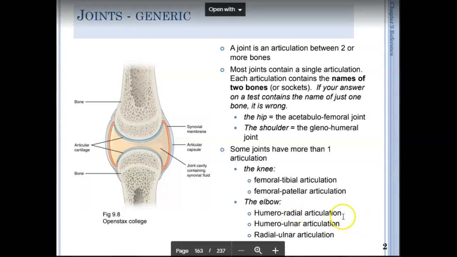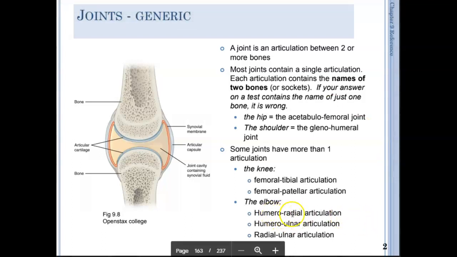So for instance, in the elbow, you have the humeroradial articulation or the humeroulnar articulation. That means it's joining the humerus plus the ulnar bones. So always know that when you're looking at articulations, it gives you a clue just by looking at the name of them. We talked about this earlier.